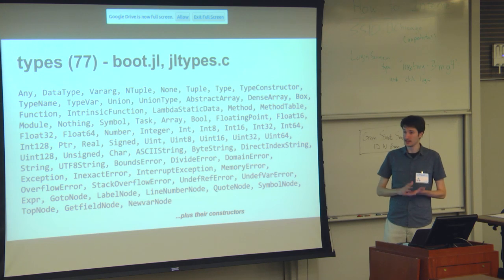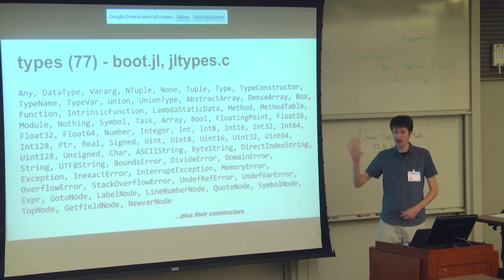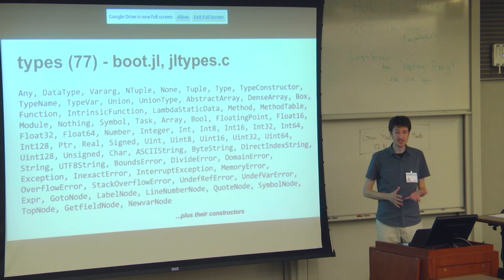So I'm going to start getting through some of these primitives and just sort of listing all of this out, just to see. These are all listed in boot.jl, defined there, and somewhat defined in C. This is sort of the full set of what you might consider built-in types for all practical purposes. There are 77 of them. They're not all completely essential.